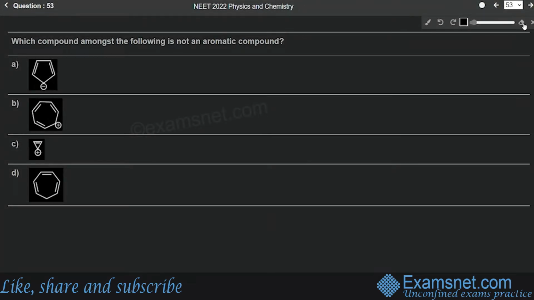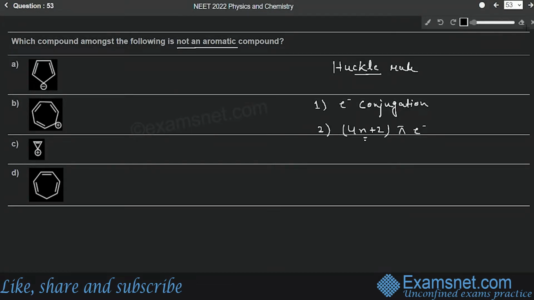Now question number 53 is from the chapter hydrocarbons, and the question is, which compound amongst the following is not an aromatic compound? Okay. So which rule do we follow to determine an aromatic compound? We use Huckel rule. According to this rule, there are two conditions for a compound to be aromatic. First, the electrons should be in conjugation. That means electrons should move in the complete ring. Okay. And the second condition is that 4n plus 2 rule should be followed. That means the total number of pi electrons should be 4n plus 2, where n is any non-negative integer.